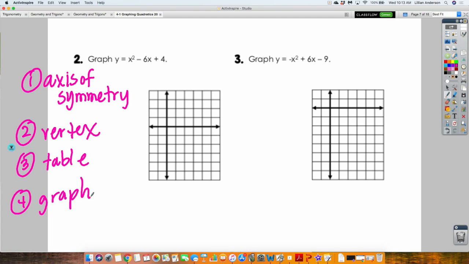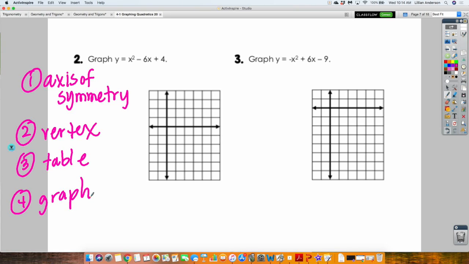So I have 6 over 2, which is 3. My axis of symmetry is 3. That means my vertex lies somewhere on that line. How do you find it? Plug 3 back into the original equation.